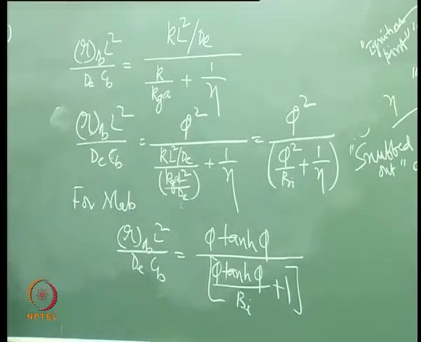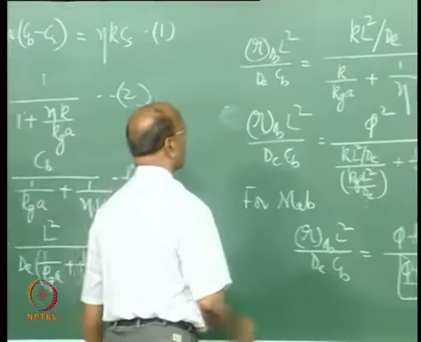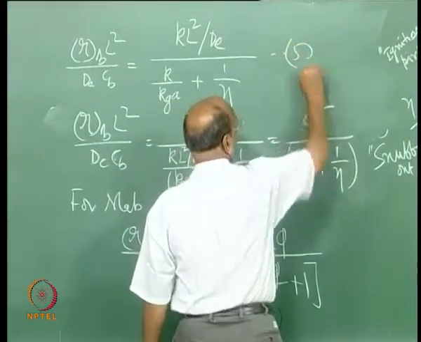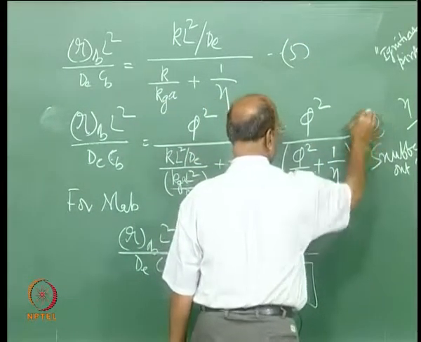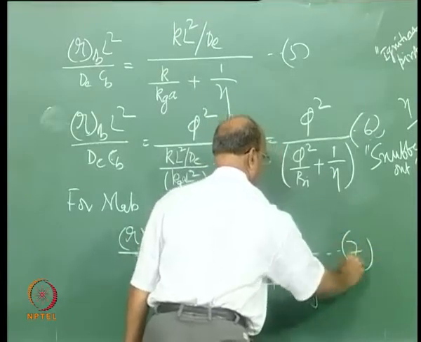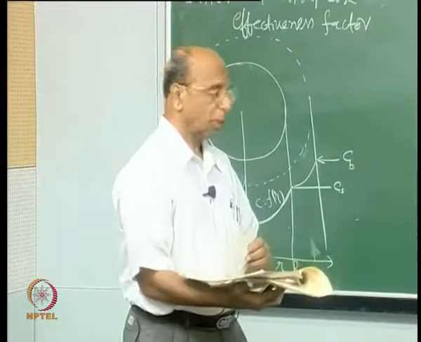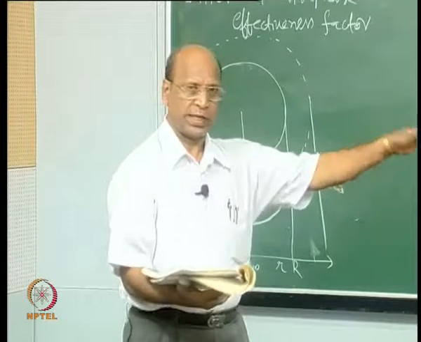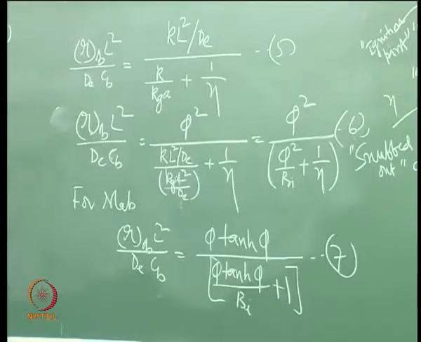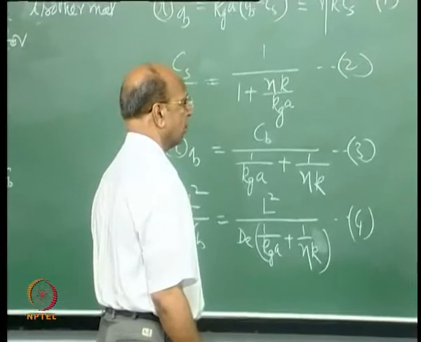Yeah. So this is 4, 5, 6, 7. Could you get that, Renita? Yes, sir. Substituting tanh phi by phi, 1 by eta. So phi will go up and then you get something cancelled and you will end up with that equation. Okay? Good. That is nice. Everything is nice.